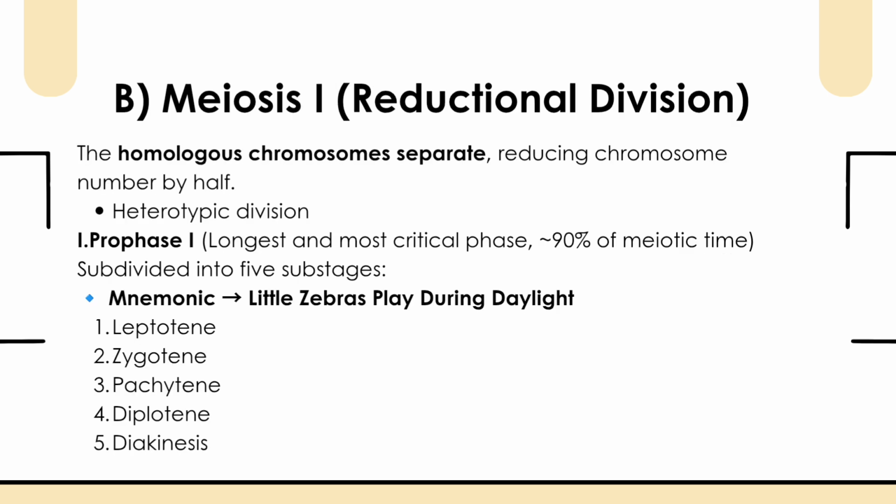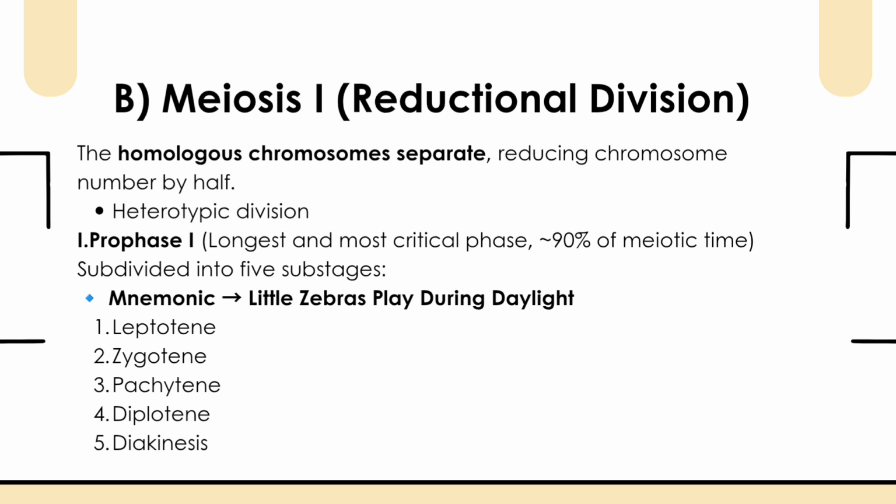Now let's look at Meiosis I, which is a reductional division, where the homologous chromosomes separate, reducing chromosome number by half. It is called heterotypic division because the two daughter cells produced are genetically different from the parent cell and from each other, primarily due to the separation of homologous chromosomes, the process of crossing over, and the subsequent reduction in chromosome number from diploid to haploid.